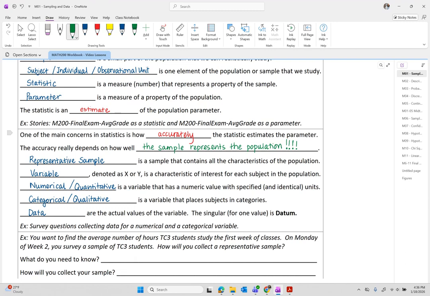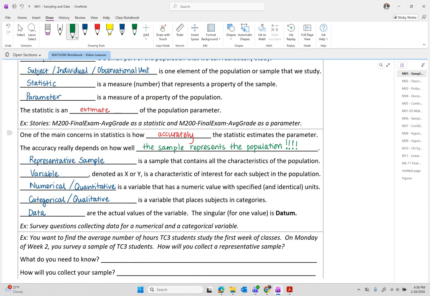A variable could be numerical or quantitative when it has a numeric value with specified and identical units. For example, how many hours you slept at night had an answer that was a number of hours. The units were the hours. And a categorical or qualitative variable is a variable that places subjects in categories. So for example, I could have asked you, are you an only child?